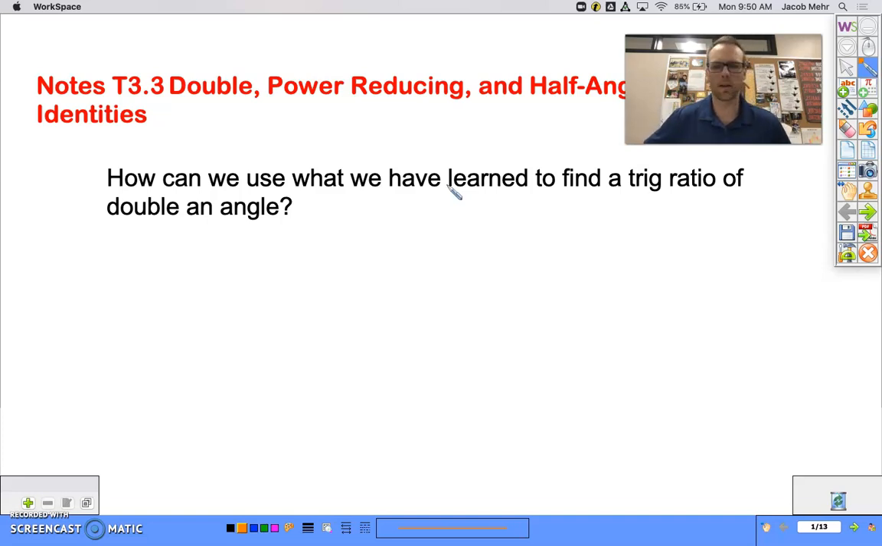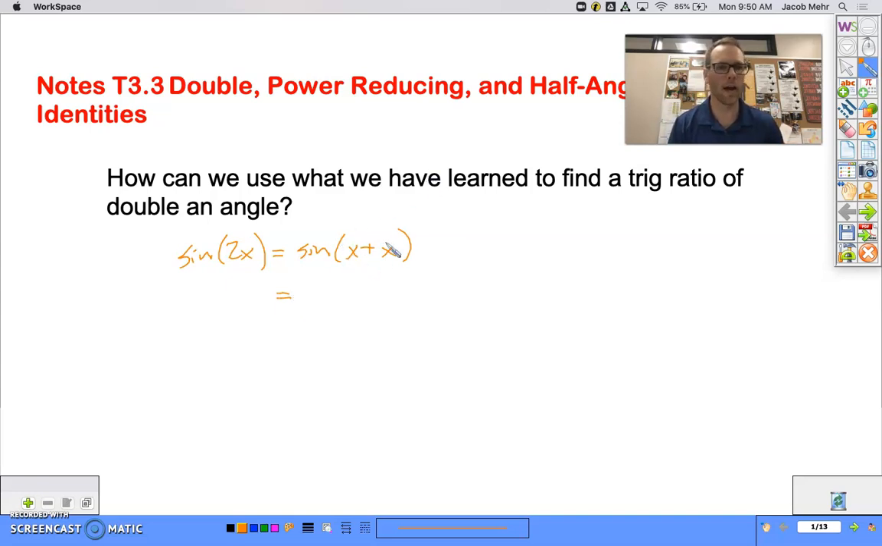So let's look at sine, for example. What if I wanted to find the sine of double an angle? So the sine of 2 times some angle, which we're going to call x. Well, how can we use what we already know to help us figure this out? Well, the sine of 2x, of course, is the sine of x plus x. Okay. Now, why would I write it that way?